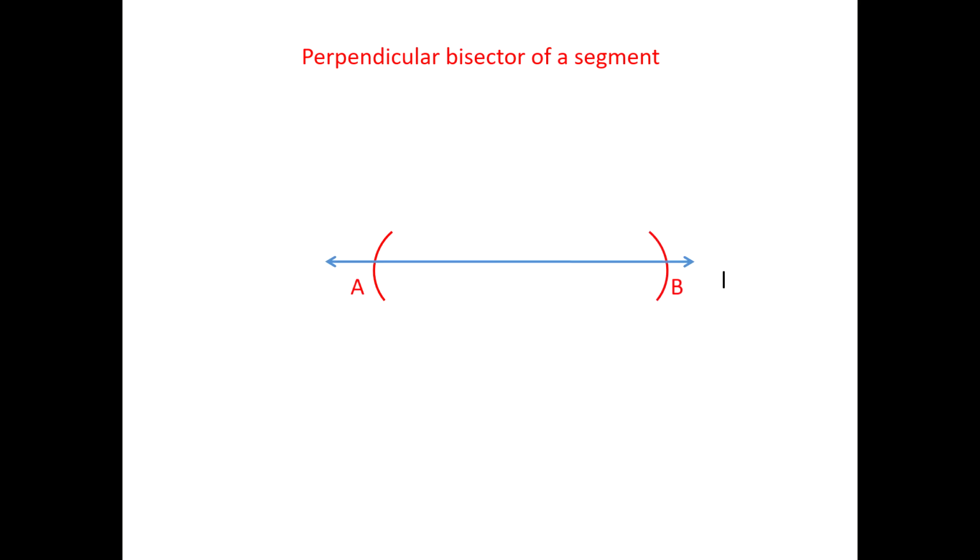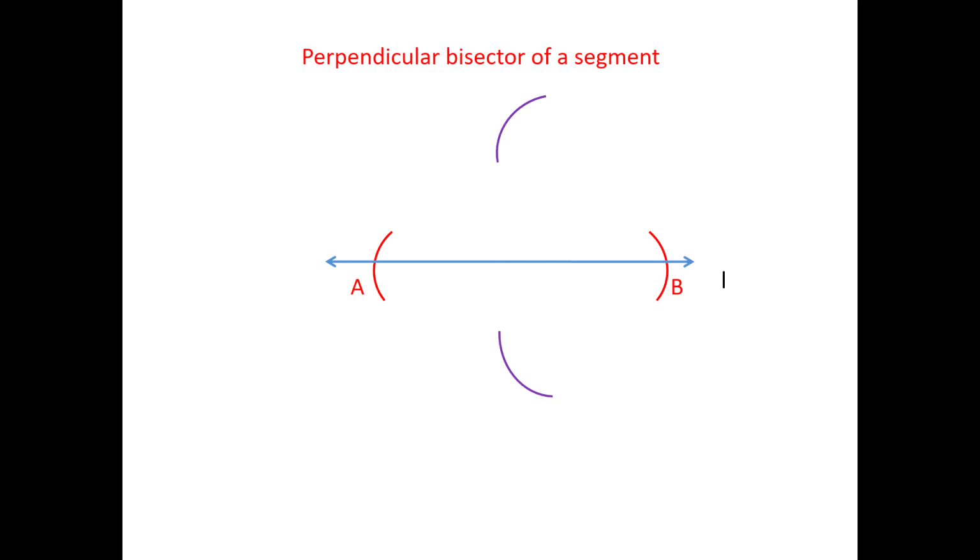AB. Now we will take a compass and fix a radius in it such that the radius is approximately more than half of the segment AB, and we'll keep the pointer at B and draw arcs on both sides of line L from point B.